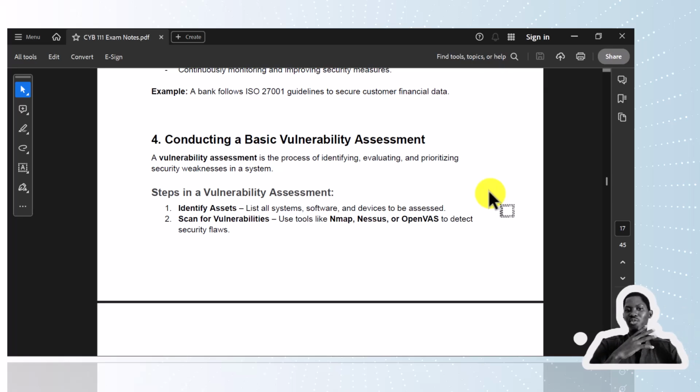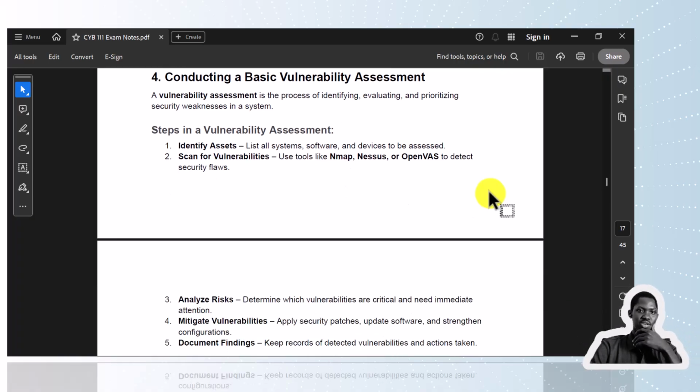Now, you scan for vulnerabilities. So for each asset, you try to scan, identify the vulnerabilities in those assets. You can use tools like Nmap, network mapping, Nessus, OpenVAS to detect security flaws. So these are tools that a cybersecurity expert uses to scan for vulnerabilities. There are more tools than this, right? But just in basic vulnerability assessment, you can use these tools.